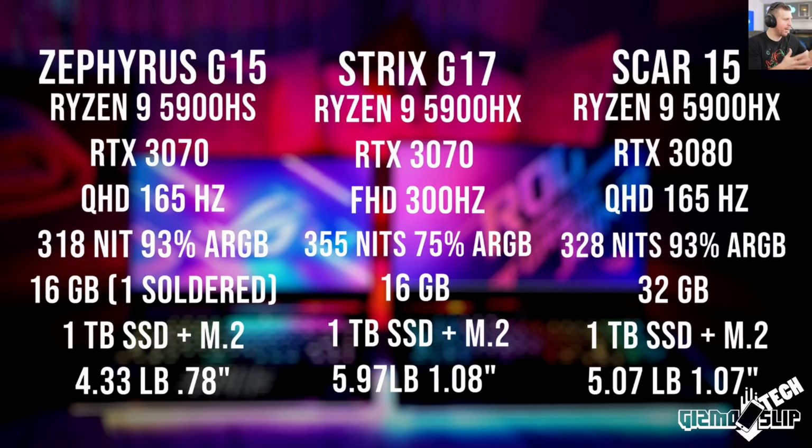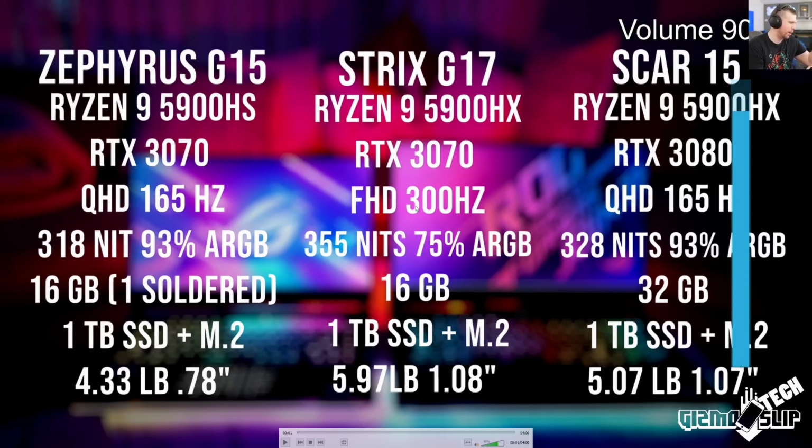Now, for the display's actual stats, we get 318 nits on the Zephyrus and 328 nits on the Scar 15. I believe these are like the same display because they both have 93% Adobe RGB. Now, the Strix G17 is, of course, a 17-inch display, and it's 355 nits, so it gets a bit brighter, but it doesn't have quite as high of a color gamut at 75% Adobe RGB.